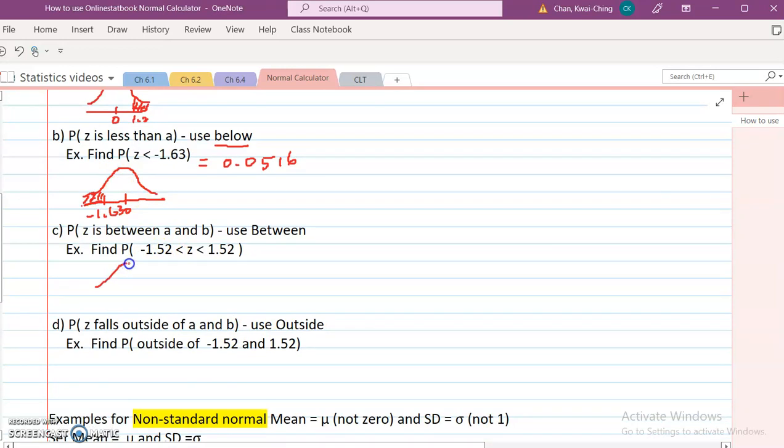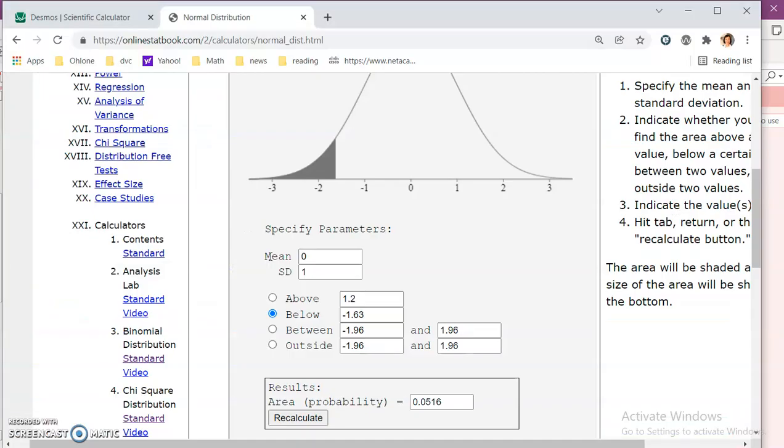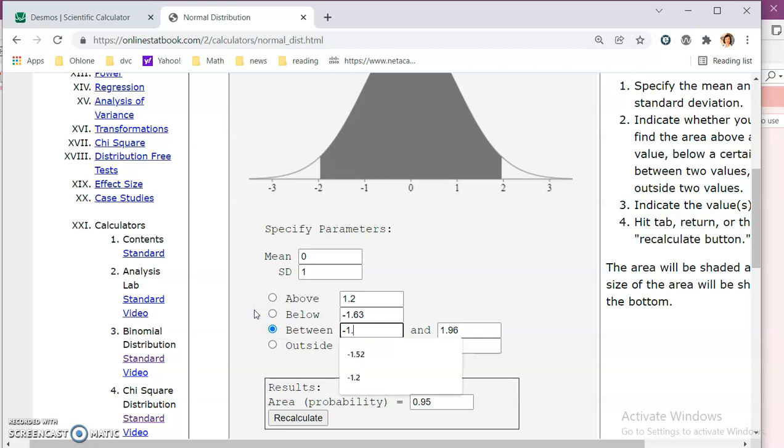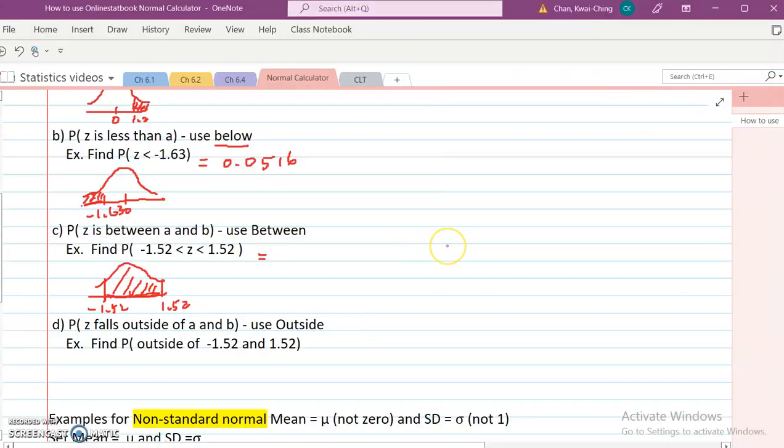One is in between these two numbers, which are opposites of each other, negative 1.52 to 1.52. This notation with z in the middle and less than signs on both sides means in between. So this is all the numbers in between, and you want to find the area here. We would use the calculator with 0, 1, but choose between, negative 1.52 and 1.52. I recalculate, and it's 0.8715.